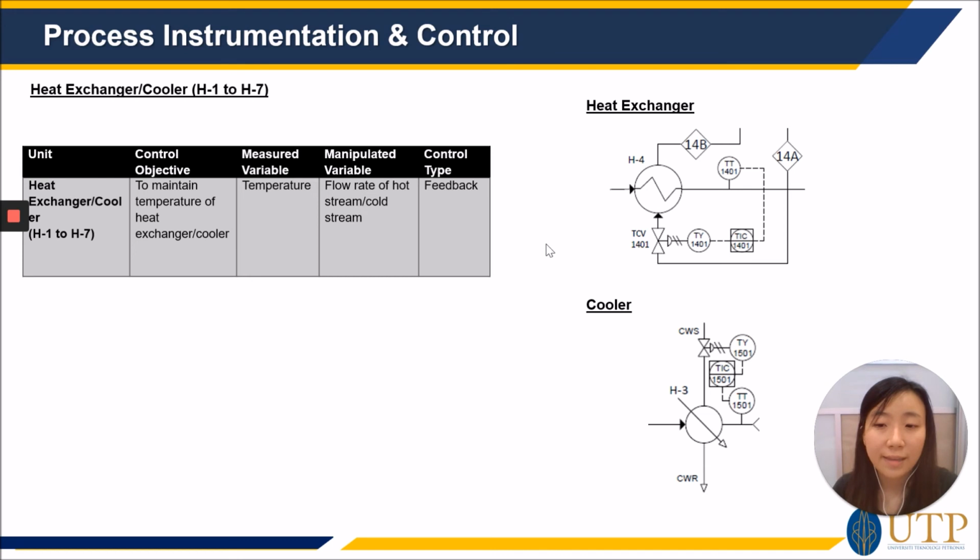And lastly, for the heat exchangers and coolers in our process, we have to maintain the outlet stream temperature from the heat exchanger and cooler. By doing so, we manipulate the flow rate of the hot stream and cold stream represented by these diagrams using feedback control. So that's all for the process instrumentation and control part.